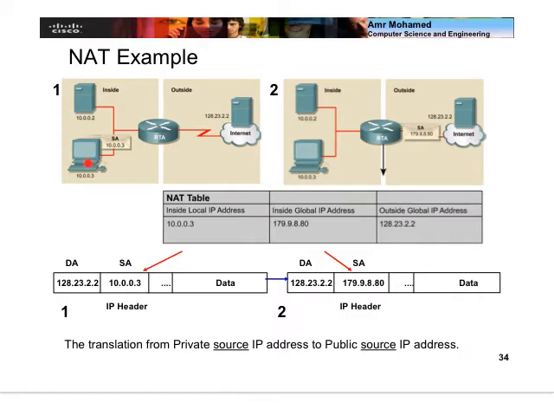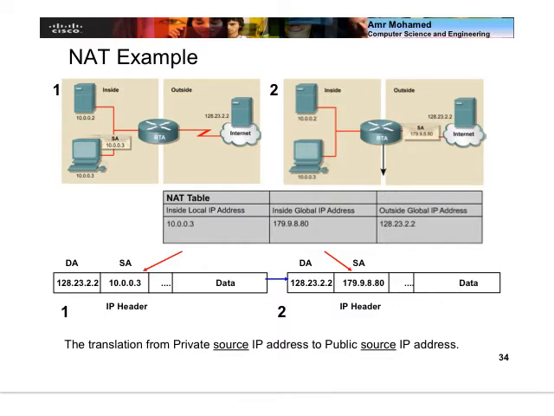So this host is trying to do, for example, telnet or FTP to this remote server on the internet. So the router will then say, okay, I will put this entry in the table to map 10.0.0.3 to the public IP address of that router, which is 179.9.8.80. This is not in the private range. This is the IP address that you get from the service provider.